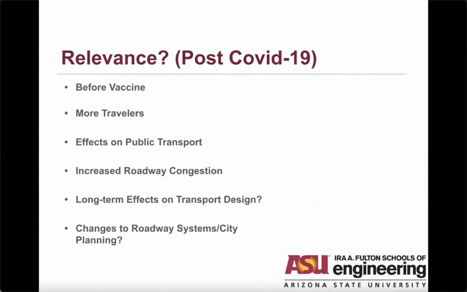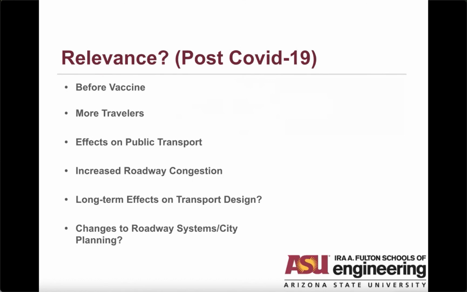All right, thanks, Paul. So when we're looking at traffic equilibrium and routing, what makes it important? Why is it relevant to us today? If you look at it in the context of COVID-19, before the vaccine, there are fewer people on the road, there's less traffic congestion. Those who are on the road are traveling from point A to point B, and they're doing so quickly and with less traffic.